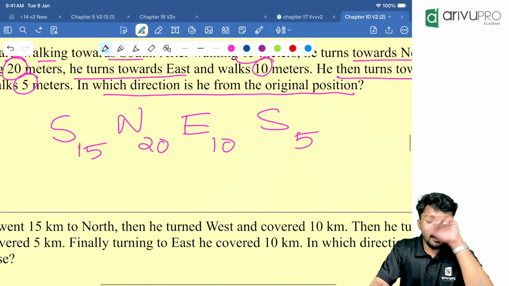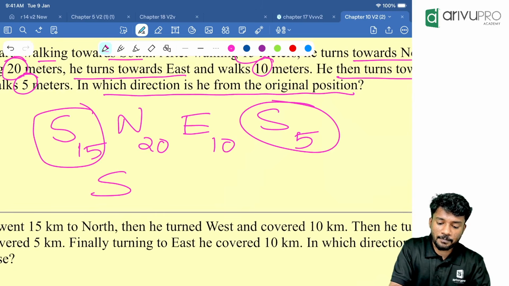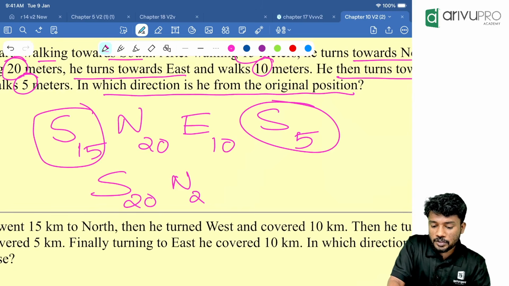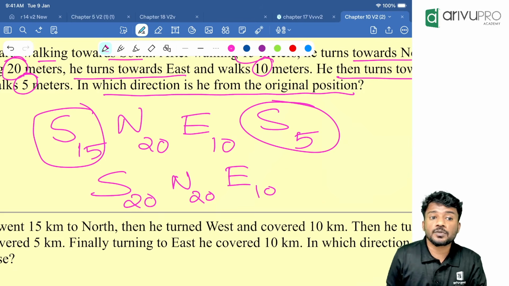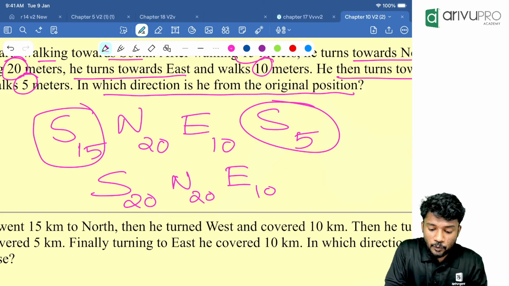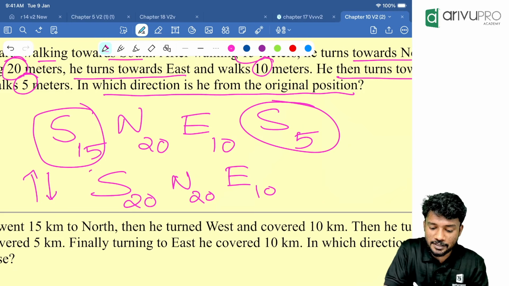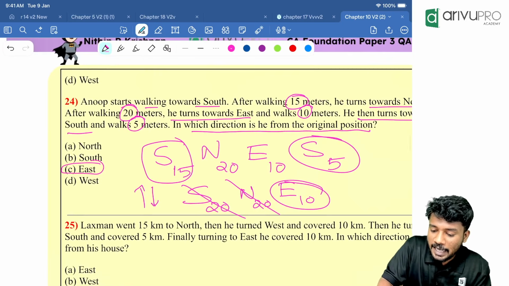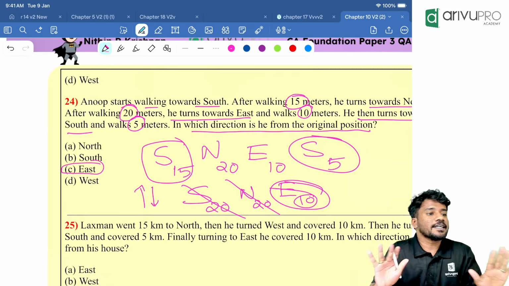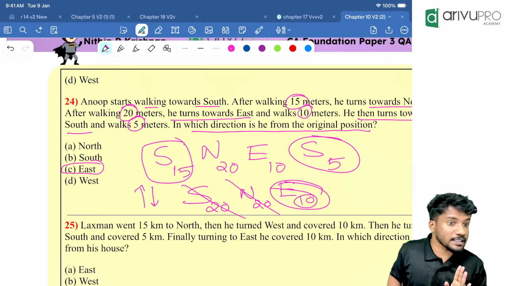People, south 15 and south 5 will get added. How much will it become? South 20. North 20, east 10 will remain. What is the opposite of south? North. One person walked 20 meters south, then he came back 20 meters in the north direction. So they will get cancelled. What will remain? East will remain. And the shortest distance is how much? 10 meters. Use this shortcut. Within a few seconds you will get the answer.